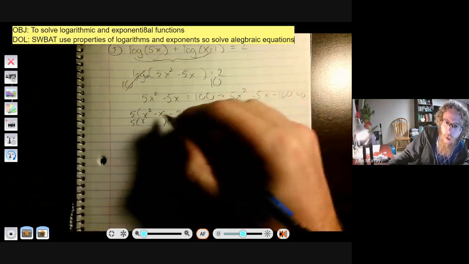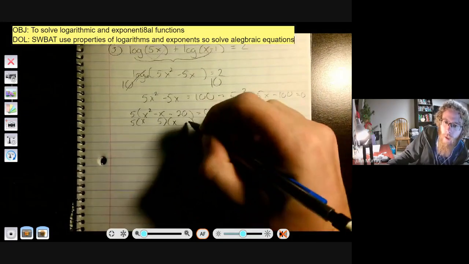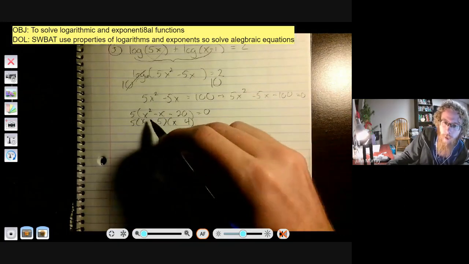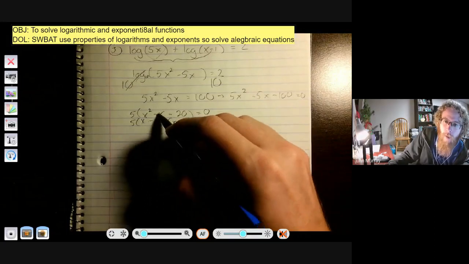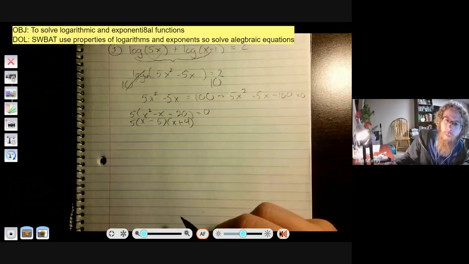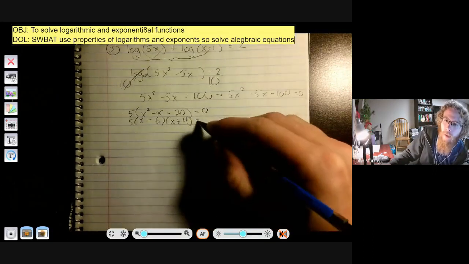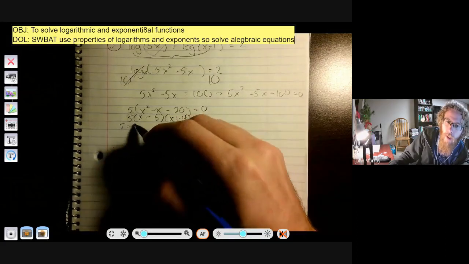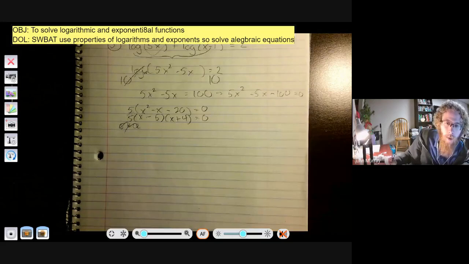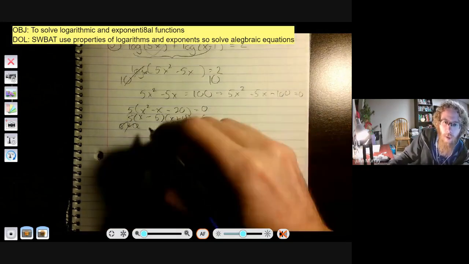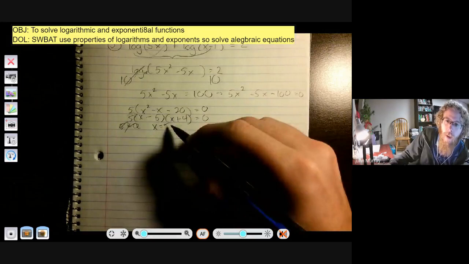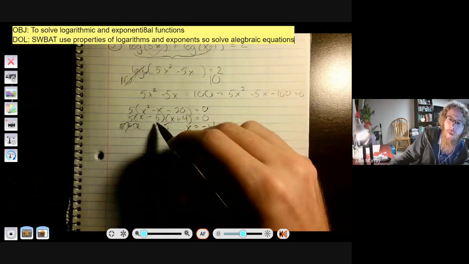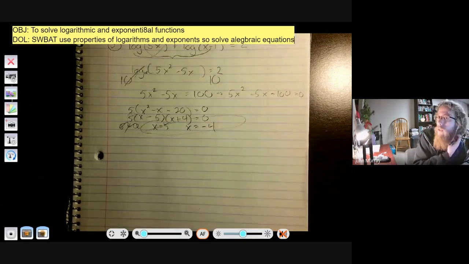Two numbers that multiply to negative 20 would be 5 and 4. They add up to negative 1x. One of them has to be positive, one of them has to be negative. We'll make the 5 negative since that's the negative term. And we solve for x. This first term, the 5, we set equal to 0. That's not true. We can forget about it. x minus 5 equals 0 gives us x equals 5. x plus 4 equals 0 gives x equals negative 4. All right, we have two solutions.